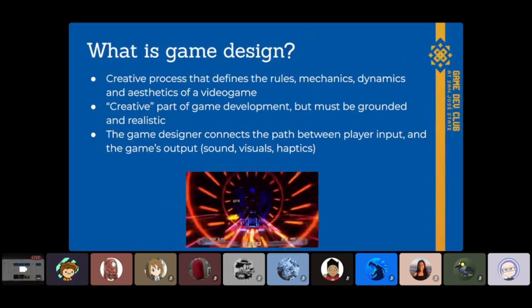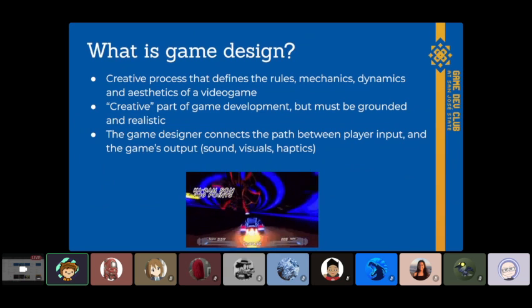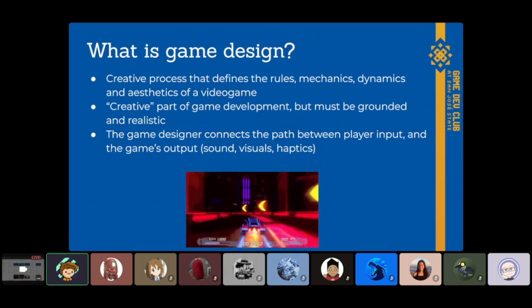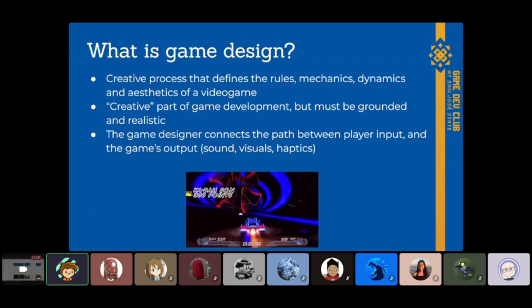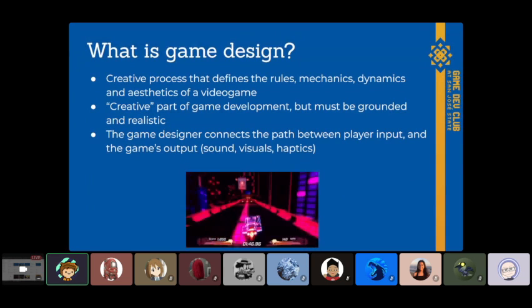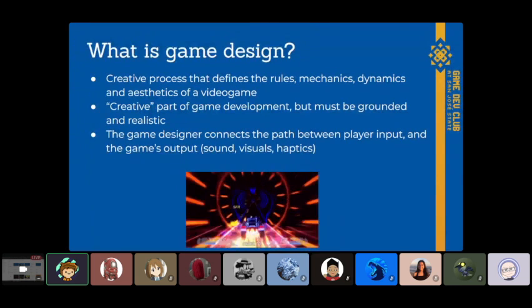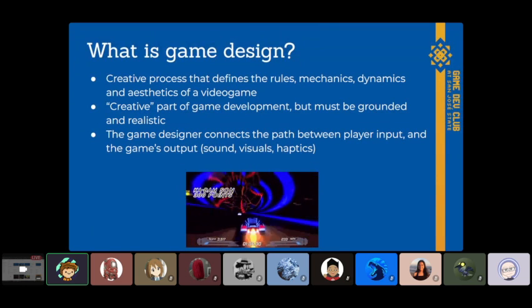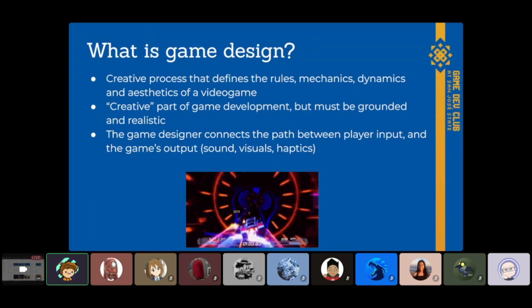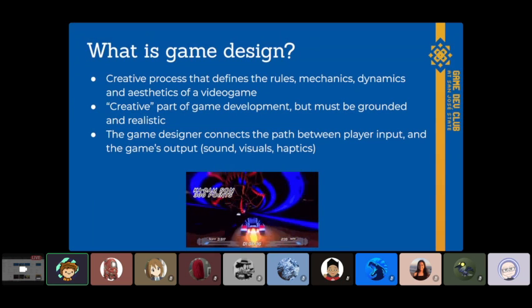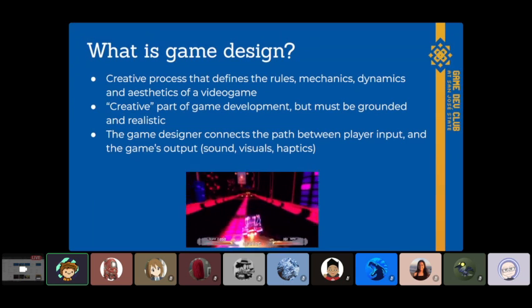So, what is it? The formal definition is a creative process that defines rules, mechanics, dynamics, and aesthetics of a video game. Essentially, every single aspect of a game gets planned out via game design. So you can think of it as the creative part of game development, but it has to be real. It has to be doable. Like, you don't want to do a game that is like a VR simulation of something if you don't have the technology. So it has to be realistic but creative at the same time.